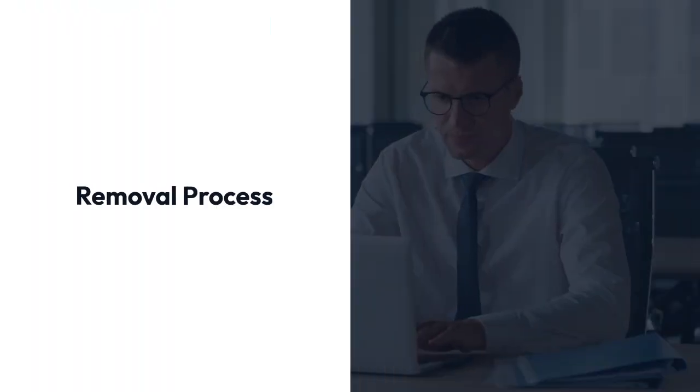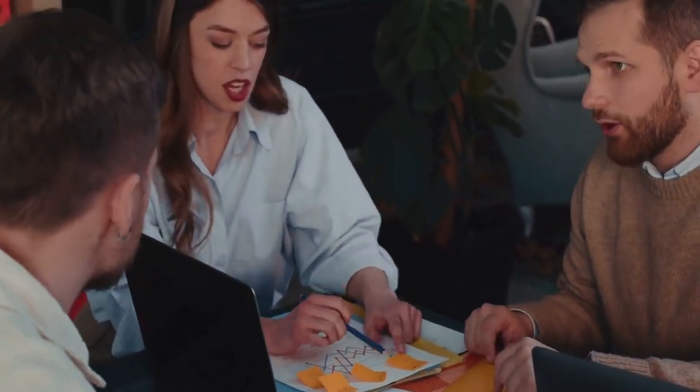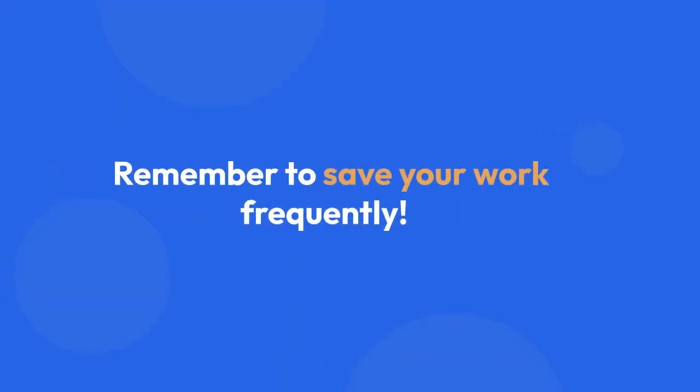Now, let's look at the removal process. 4. Manual deletion. Once you've identified duplicate columns, simply select the column header of the duplicate and delete it. This is the simplest method, but can be tedious for numerous duplicates. Remember to save your work frequently.